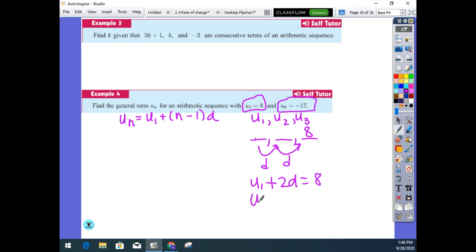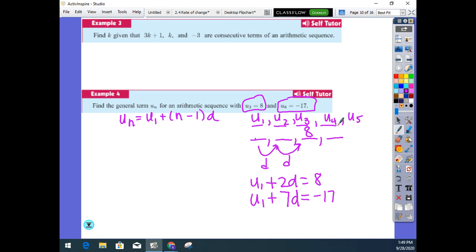I'm going to start at u sub 1. How many differences would I add to get to 8? That would be 7d, and I get negative 17. So if it helps to actually write out u sub 1, u sub 2, u sub 3, u sub 4, to write all those out, it might be helpful.